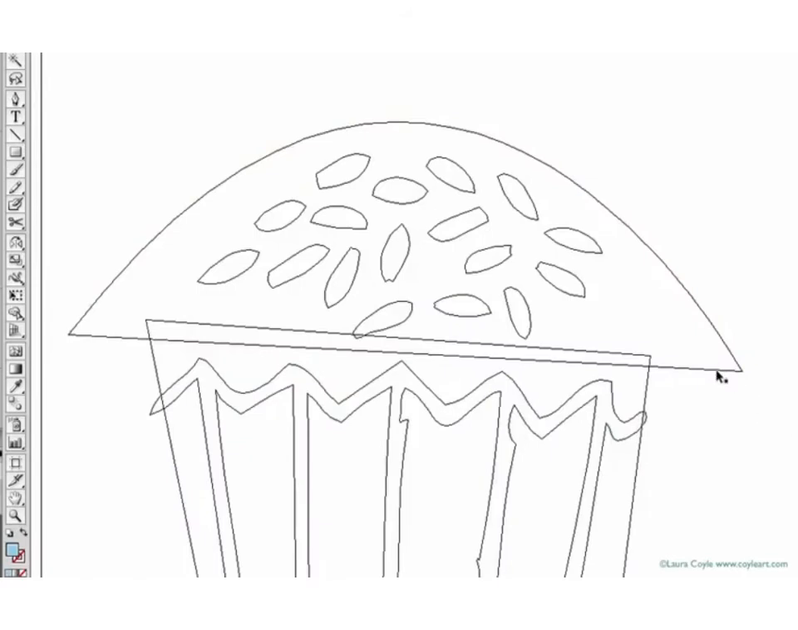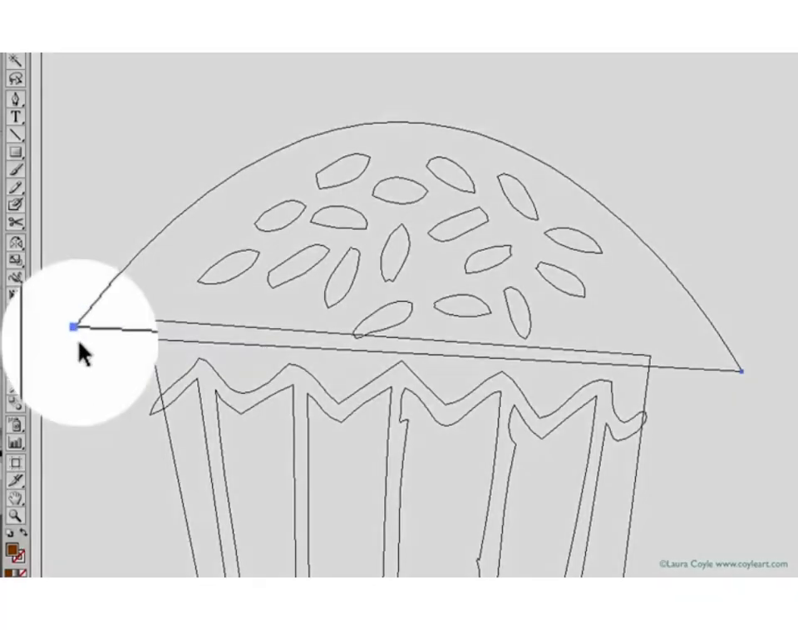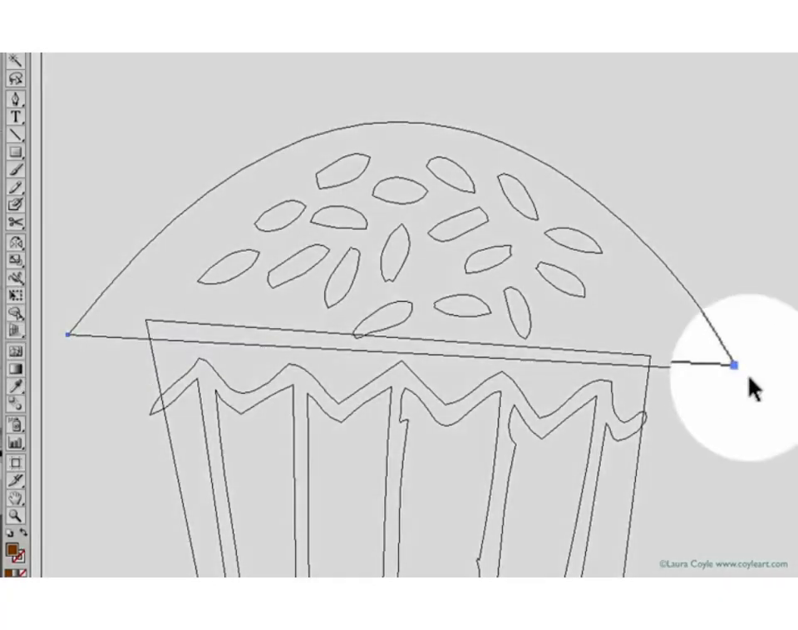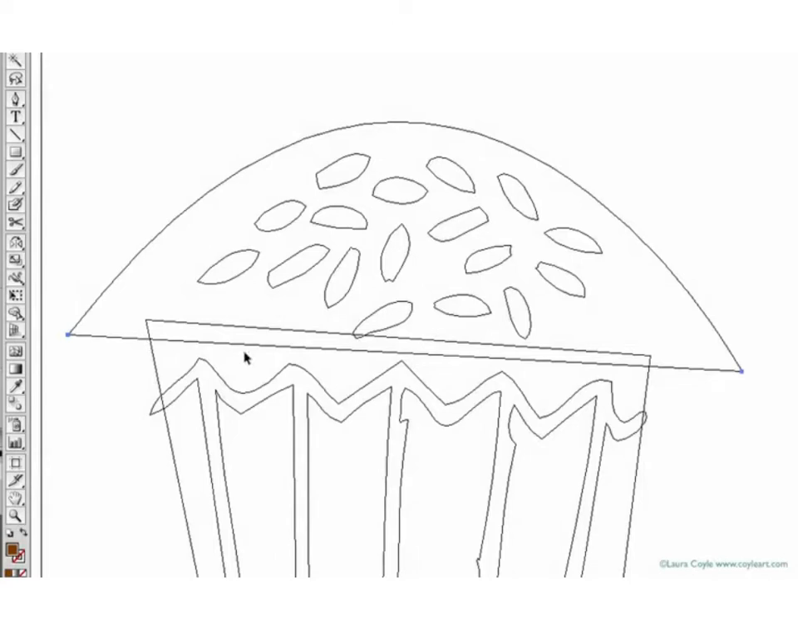So you can see the top of this cupcake is an object. It's a shape, kind of a half football shape, and it has these two anchor points and then lines connecting the anchor points that make up the shape. Same with each individual sprinkle. Each one is a shape or object made up of points and lines, and I can move these points and lines around if I want to.